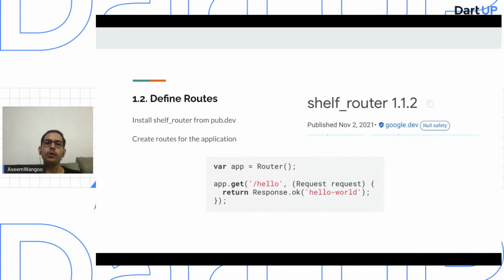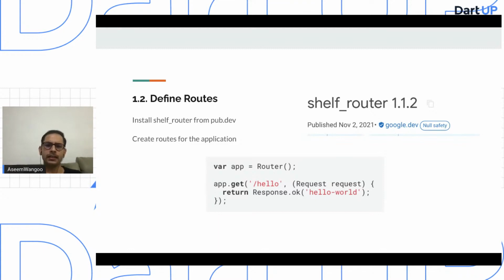Now let's see, how do we define routes? We define routes using a package called shelf_router, available on pub.dev. On the bottom, you can see a tiny snippet of how a route looks like. We create an object from this Router class, call it app, and we use the method get from this app, and we specify the route name and a handler. In this case, the route name is /hello, and the handler itself is defined inline. What it does is simply return the response, hey, hello world.